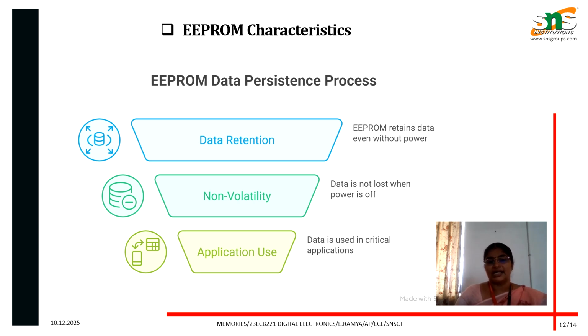EEPROM data persistence and process. First is data retention and non-volatility, non-volatile and application use. Data is used in critical applications. Mainly EEPROM is used in embedded real-time applications, such as washing machines and real-time traffic light monitoring systems. Data is not lost when power is off. EEPROM retains data even without power. That is the important characteristic of EEPROM.